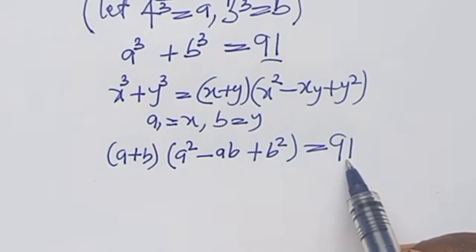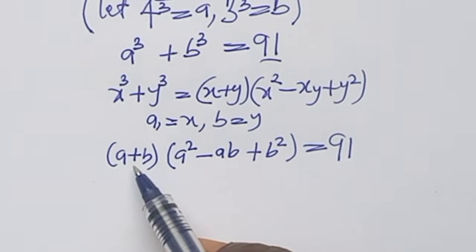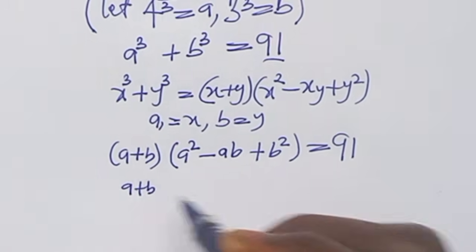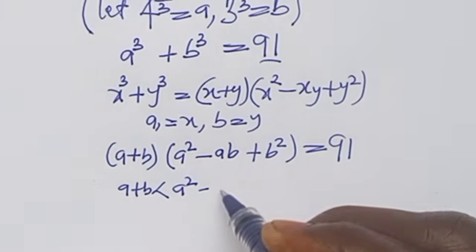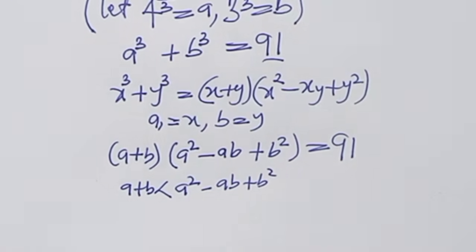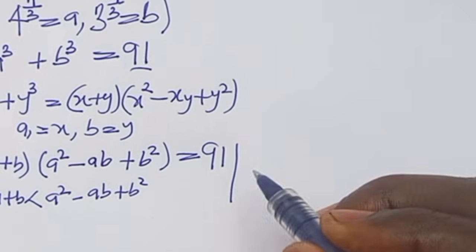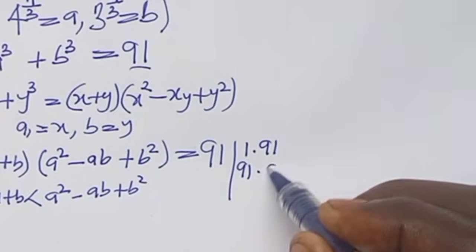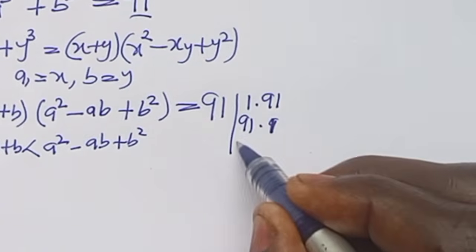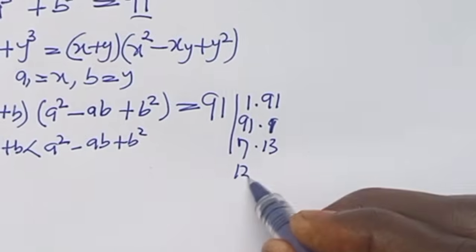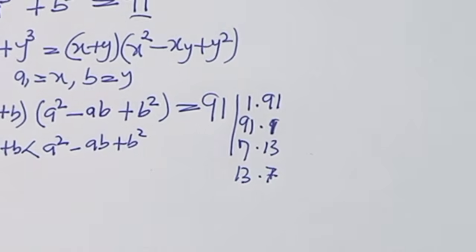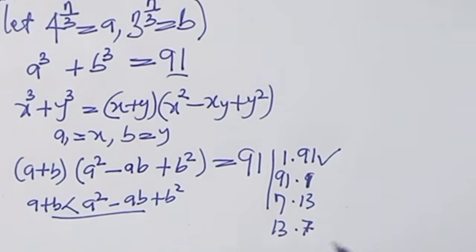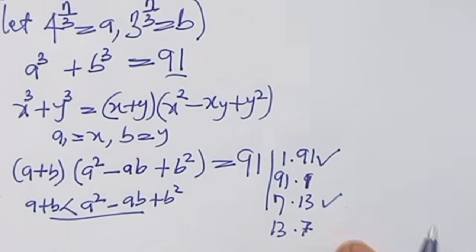Since 91 is positive, it means that the value of a is greater than the value of b. And if that is true, that shows that a plus b is less than a squared minus ab plus b squared. But the factors of 91 can be represented as 1 times 91 and 91 times 1, 7 times 13, and 13 times 7. And if this is true, that means this and only this will be valid.